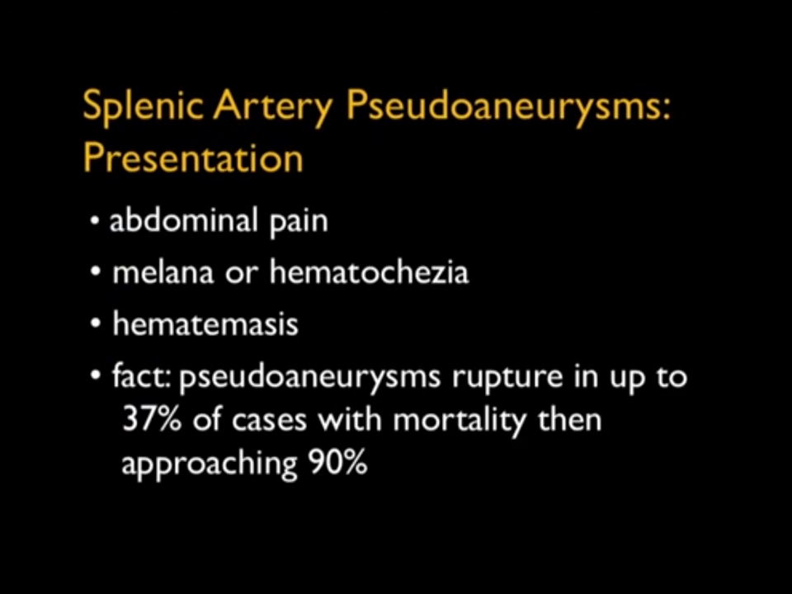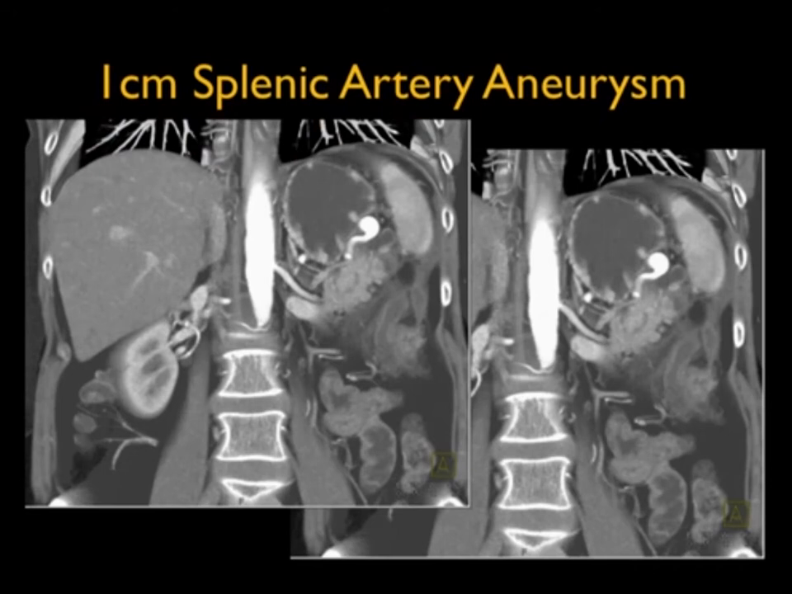Now, in terms of presentations, pseudoaneurysms which can rupture present with abdominal pain, melena, hematemesis. And the fact is that pseudoaneurysms rupture in about 1/3 of cases, and when they rupture, mortality is 90%, which is why when you find an unsuspected pseudoaneurysm, you typically have to manage the patient aggressively. Now, we see commonly splenic artery aneurysms, and most people with splenic artery aneurysms under 2 cm will do nothing. Sometimes the aneurysms are calcified or calcified in part.